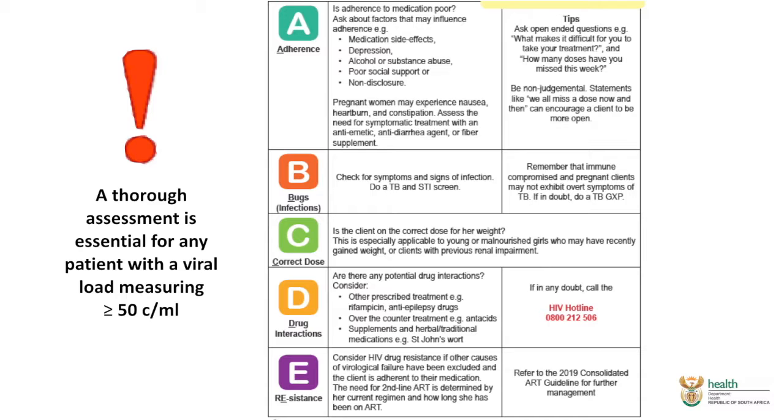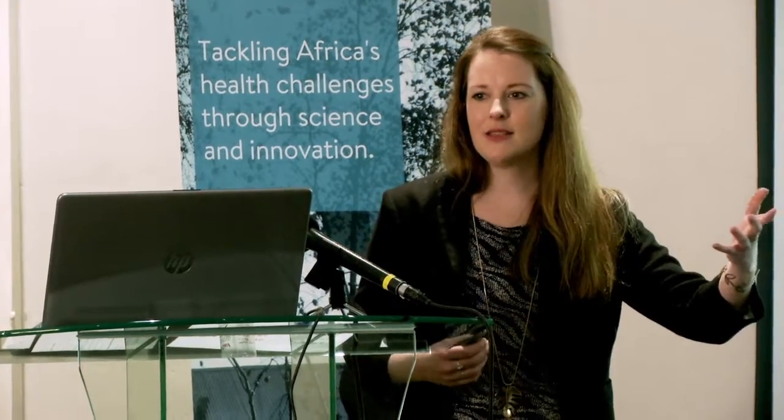C stands for correct dose. Were they given the correct dose? Because if we underdose a patient, they can develop resistance. The level of ARV in their blood will be too low, and HIV can start replicating, making those mutations, and that's how we get resistance.